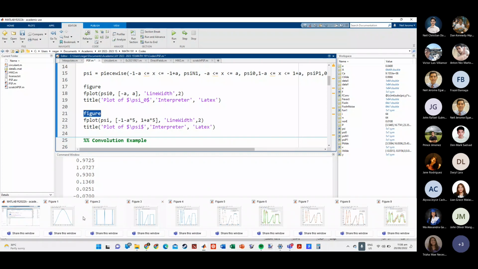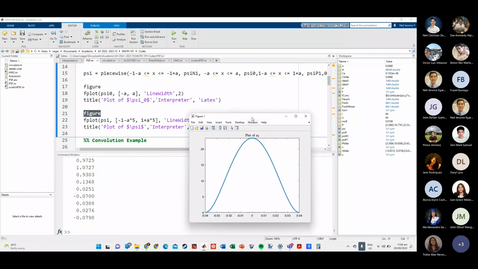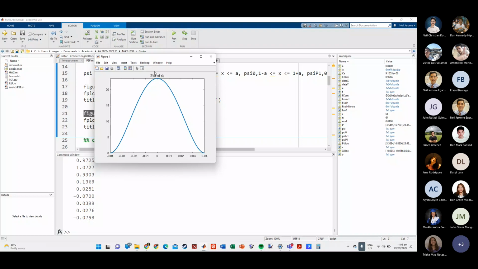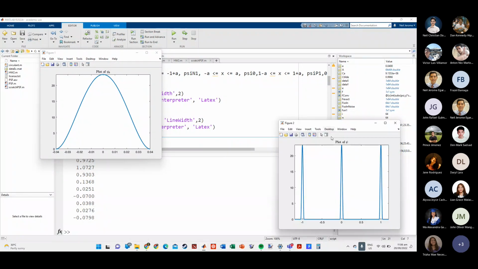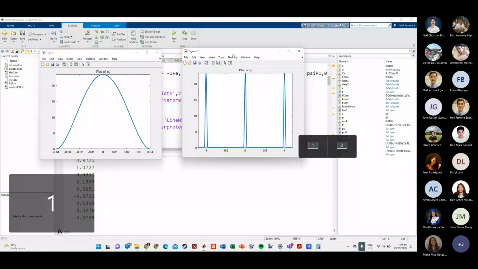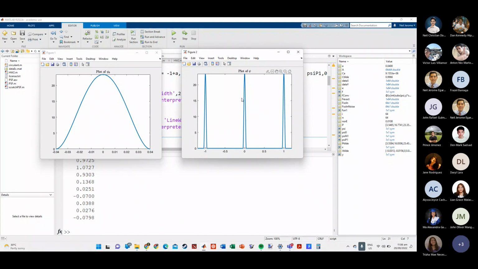So if you see the plots, ito yung magiging output niya. Ito si figure 1, siya yung plot ni psi sub 0, okay, on the interval negative a to a. And then ito naman yung plot ni psi doon sa interval negative 1, a little bit over negative 1 to 1. Tapos makikita niyo yung title, plot of psi. Maganda na yung pagkaka-format niya kasi naka-latex yung variable. Okay? So questions dun sa Matlab?